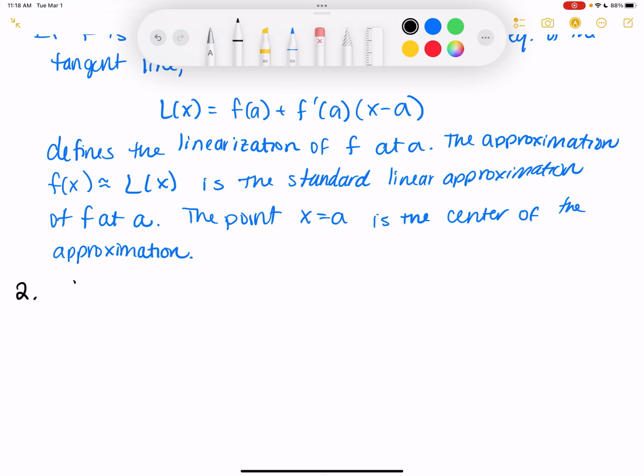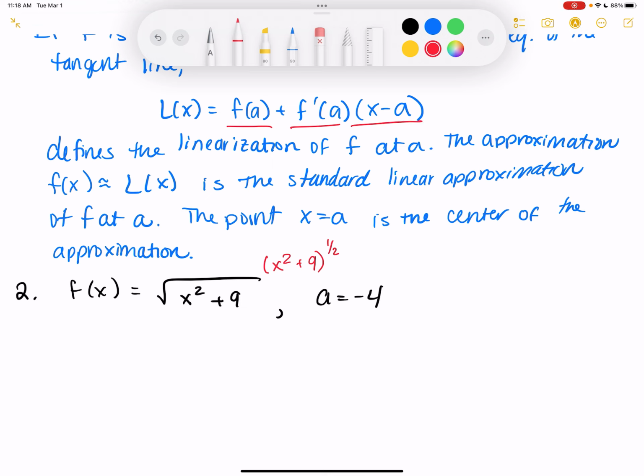So, number 2, f of x is equal to the square root of x squared plus 9, and we're told that a is equal to negative 4. When we get to the derivative, we'll think of this as x squared plus 9 to the 1/2, but we're not quite there yet. So first of all, we want to find f of a. Basically, we're going to find each of these pieces, and then combine everything together.